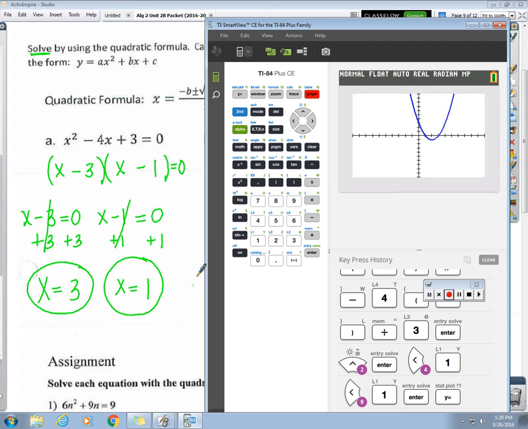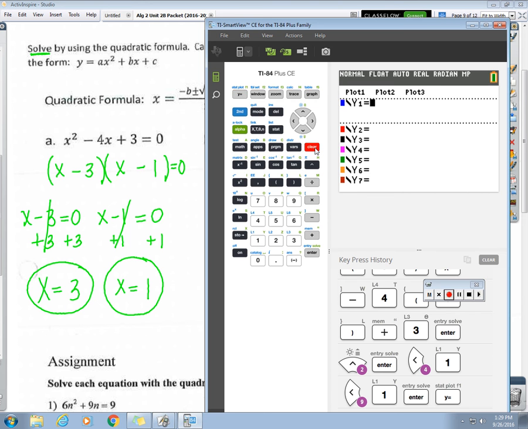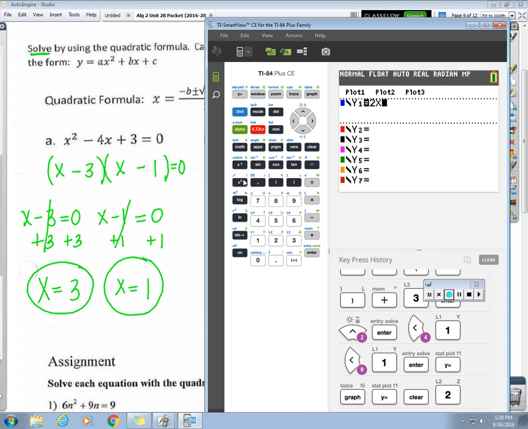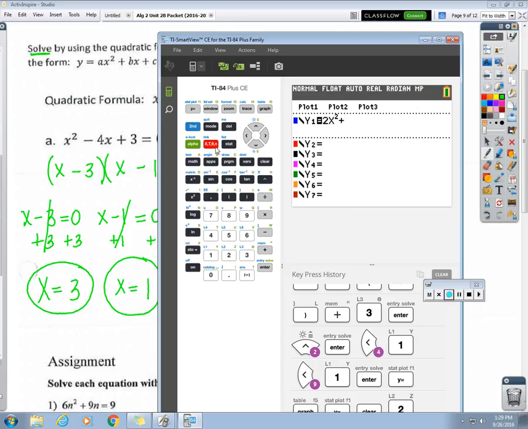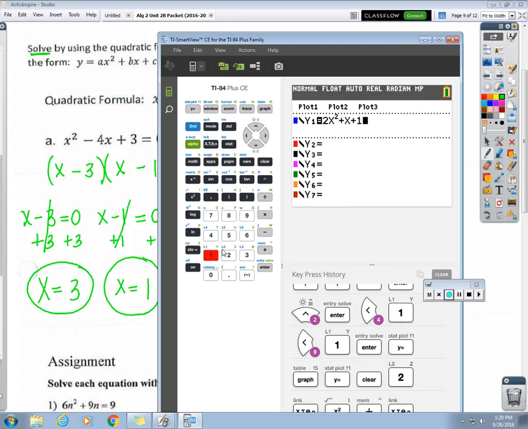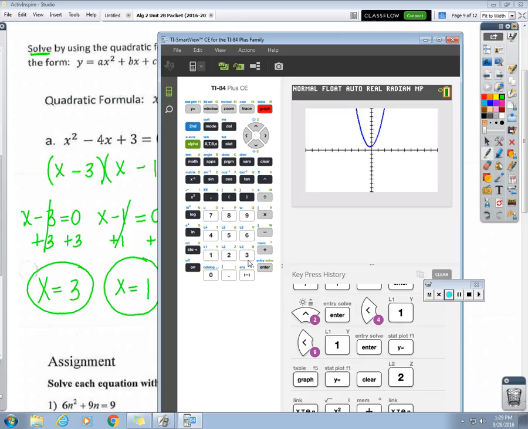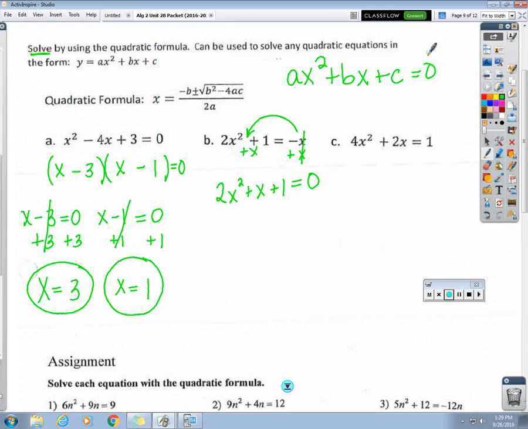Okay, I'm going to graph it. Y equals 2x squared plus x plus 1. Does it ever cross the x-axis? No. So we're not going to try to factor it. We're going to solve it using the quadratic formula, which is right here. You learned this last year.